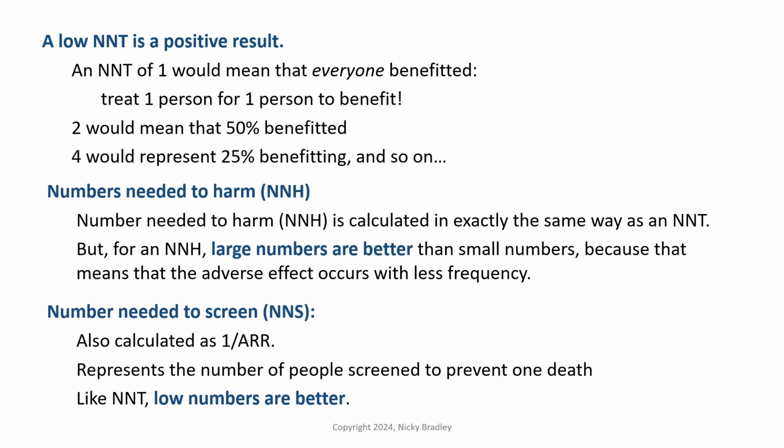Numbers needed to screen is another one that can be used. It's also calculated as 1 divided by ARR. What it represents is the number of people screened to prevent one death. So obviously in this case, low numbers like NNT are going to be better. We screen fewer people to save one, rather than screening lots of people to save one.